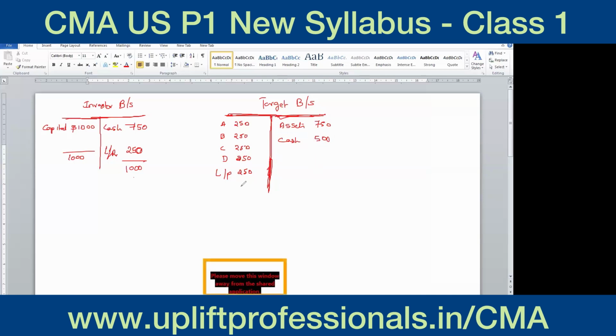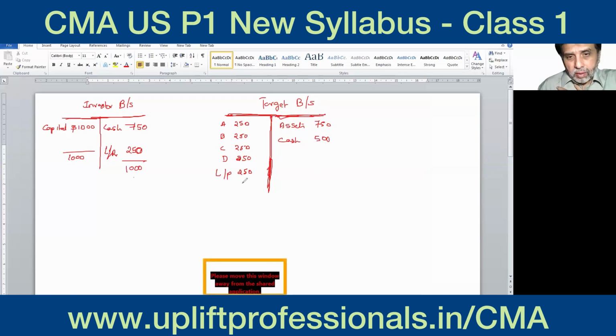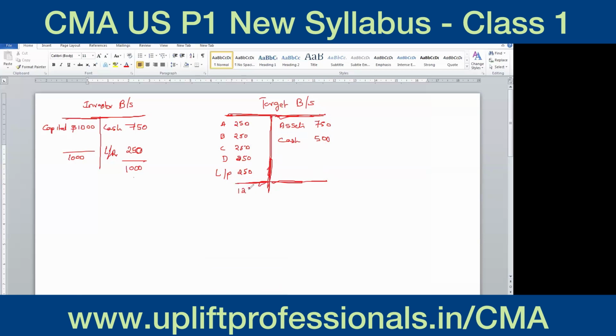Okay, I just put in an intercompany transaction, which is the loan. So what will be the balance? Just check the totals of the target company. How much is it? 1250. 1250 is right.